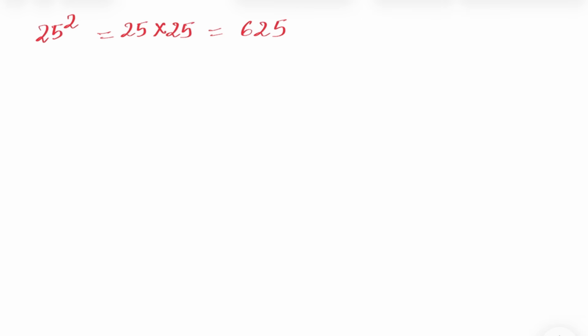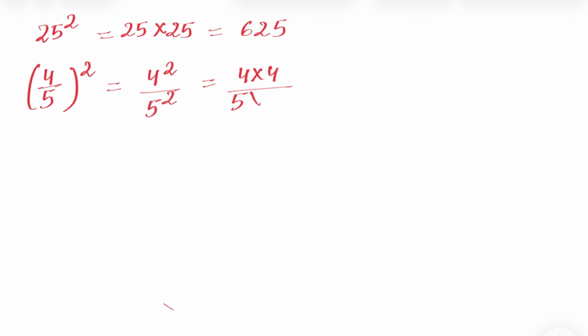Now let us find out square of 4 by 5. We can also read it as 4 by 5 whole square. You can see here I am writing 4 by 5 inside bracket because this is also the same as 4 square by 5 square. And if we solve it, it will be 4 into 4 by 5 into 5, which is equal to 16 by 25.